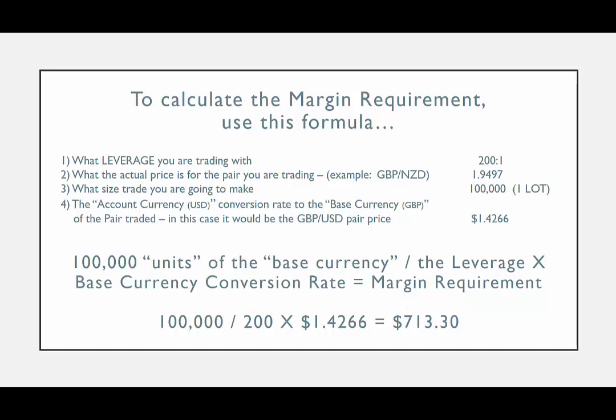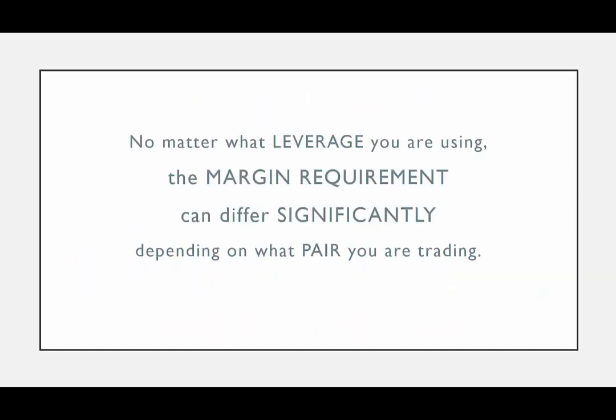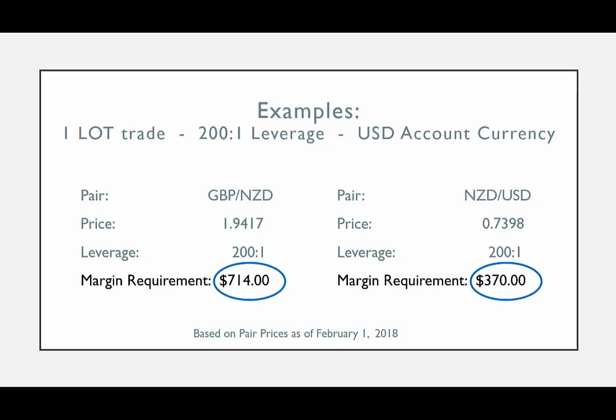But know that often brokers will round off the margin requirement, so don't be surprised if the margin requirement your broker charges is a little bit different than what the actual calculation generates. No matter what leverage you are using, the margin requirement can differ significantly depending on the pair you are trading. In this example, I am showing the margin requirement for two different currency pairs, but each one has been calculated for a one-lot trade using a 200-to-1 leverage and with an account currency of US dollars.